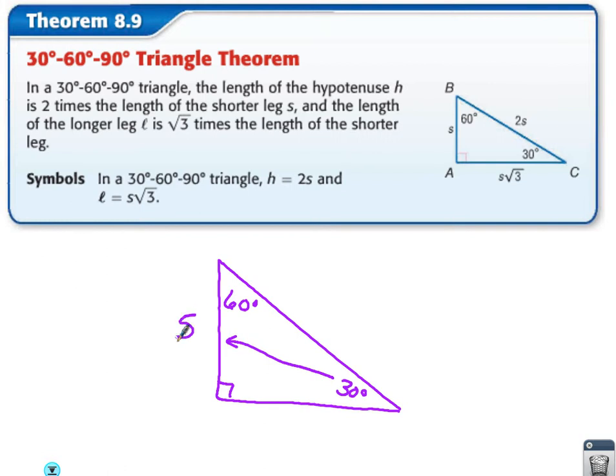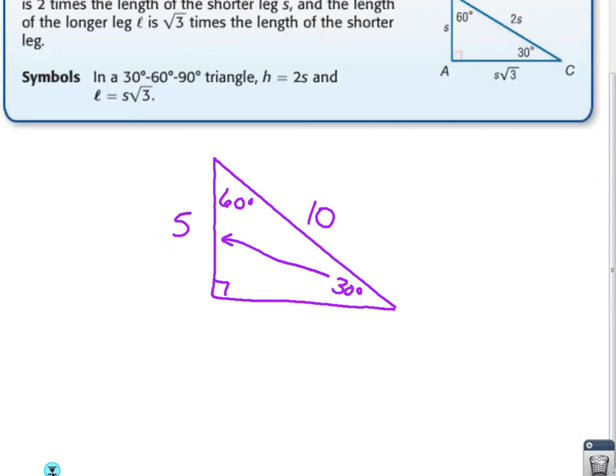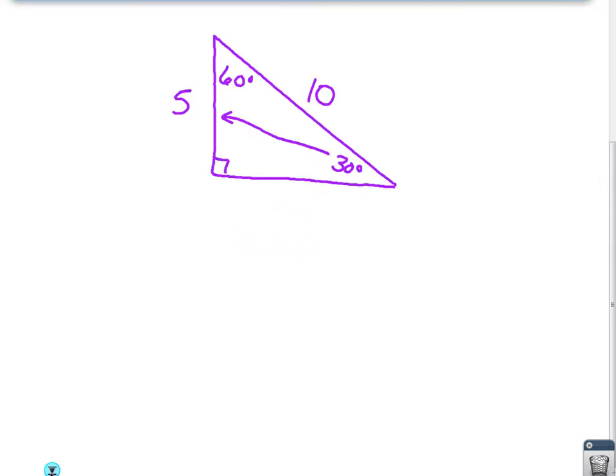Let's say it's 5. In a 30, 60, 90 right triangle, the hypotenuse will always be double the shorter side. That's your first rule that you need to know. Your hypotenuse is always double the shorter side. And if you just know that rule, you've got two sides of a right triangle now.